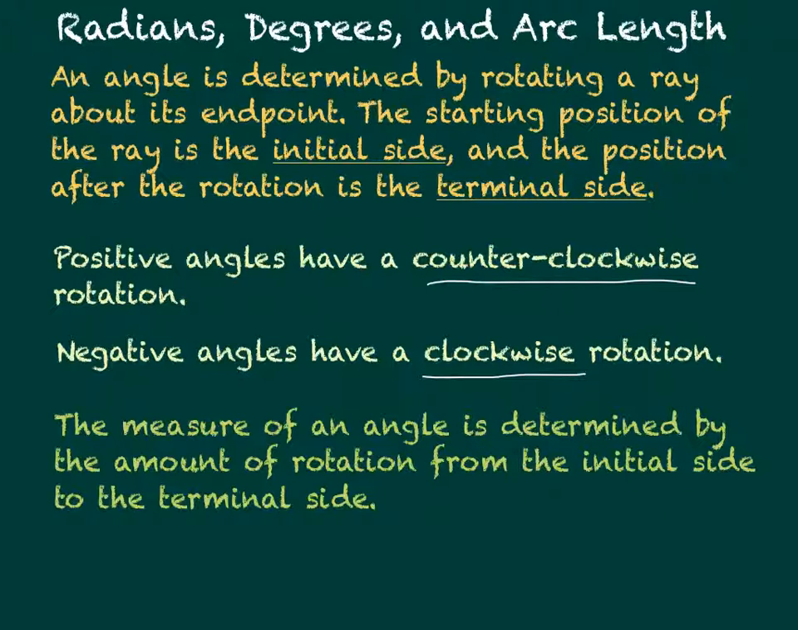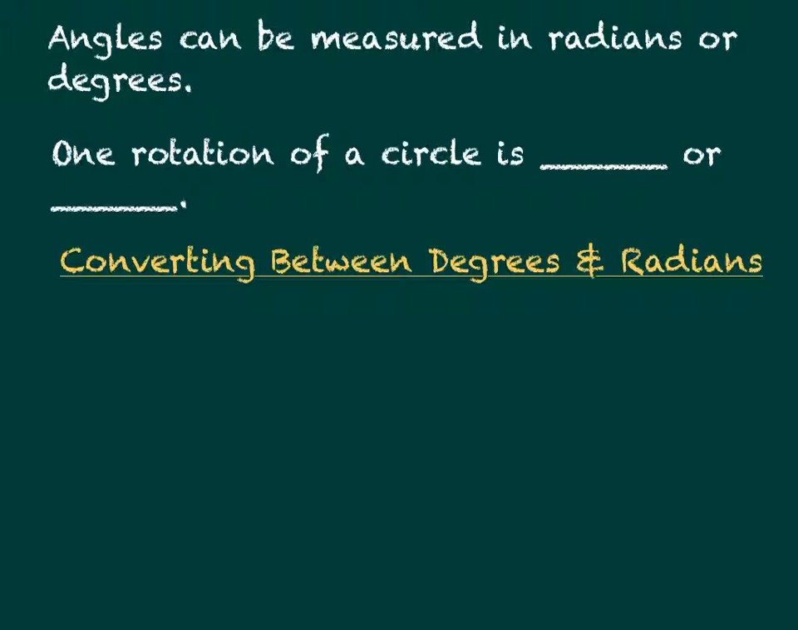The measure of an angle is determined by the amount of rotation from the initial side to the terminal side. Angles can be measured in radians or in degrees. We're generally used to degrees, but one rotation of a circle is 2 pi radians, or we would say it is 360 degrees. Both are correct. We will generally be working with radians.